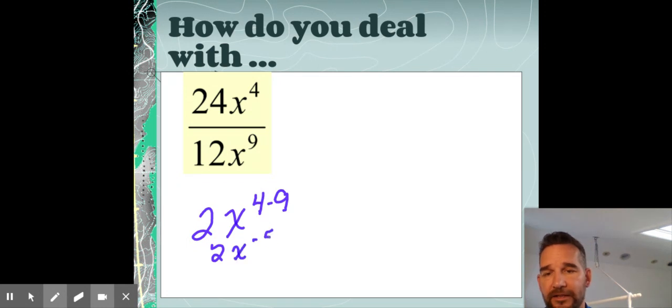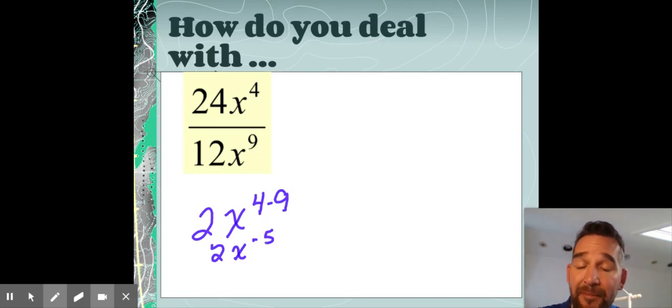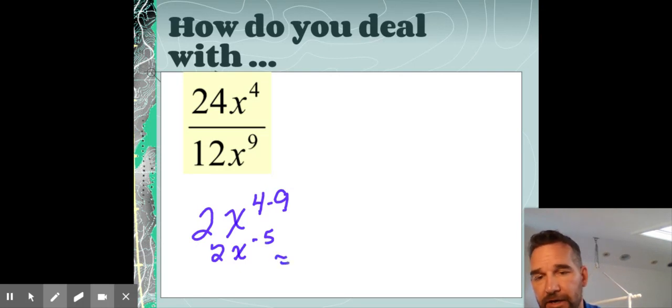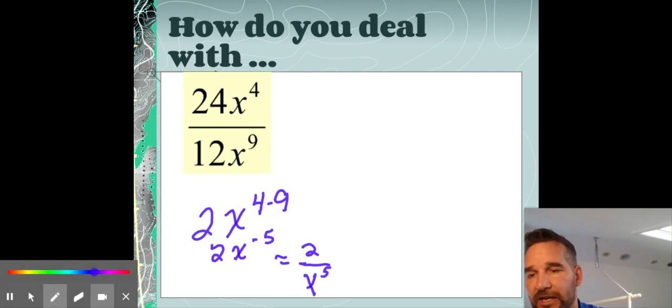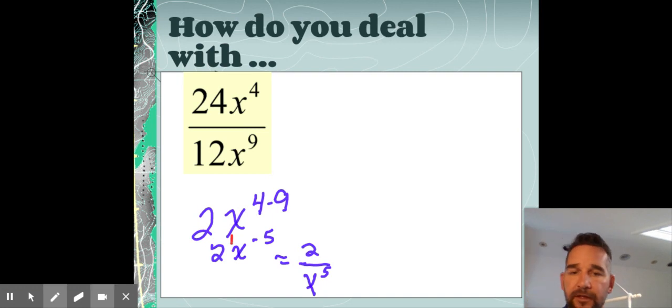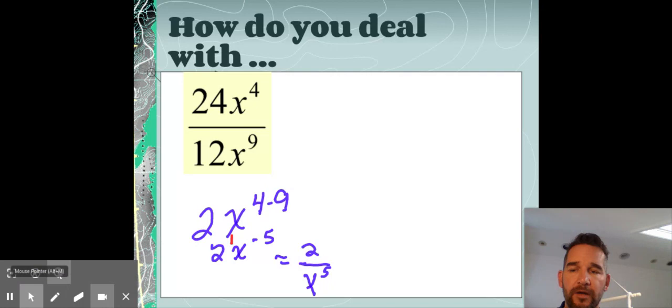Now I can't leave my answer like that. So what part goes down into the denominator? Only the one with the negative exponent. So this will end up as 2 over x to the 5th. Okay, that 2 does not belong down there because once again, as a reminder, the 2 has a positive exponent. It is 1, so it's going to stay up on top. All right, one more, and then I'll let you go ahead and get into your classwork.